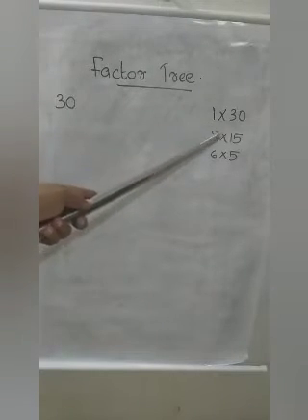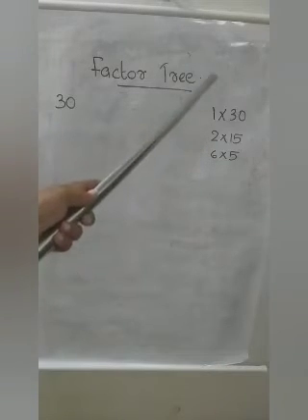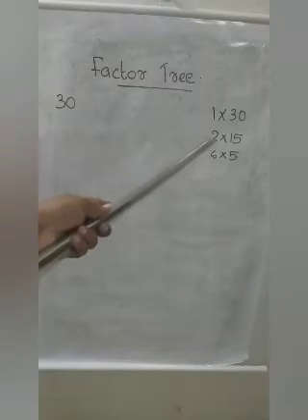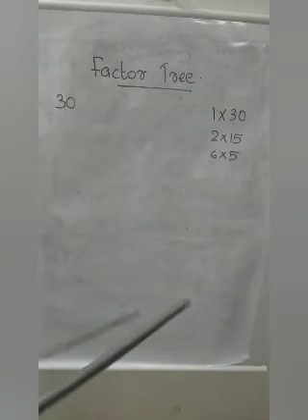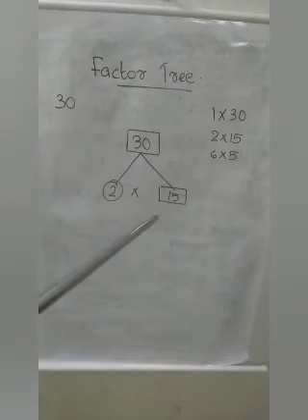For that, consider any two factors of 30. 1 into 30 is 30, 6 into 5 is 30, 2 into 15 is 30. These are the three factor pairs of 30. So the factors are 1 into 30, 2 into 15, 6 into 5. Consider any one combination. So I am considering 2 into 15. So we are expressing 30 as 2 into 15.